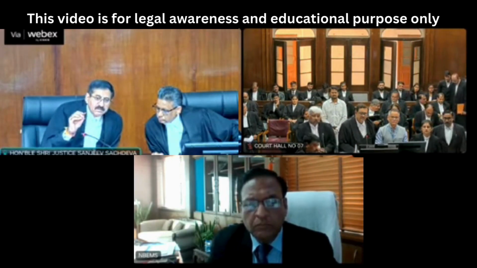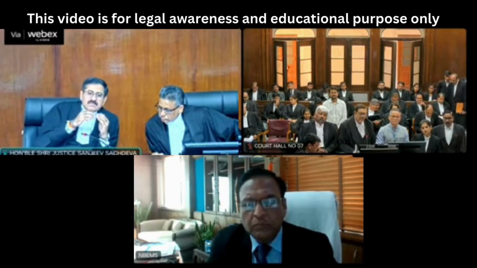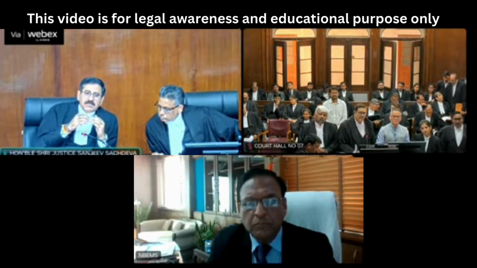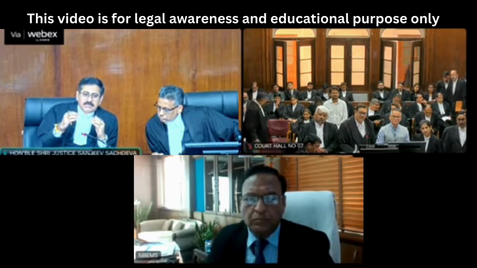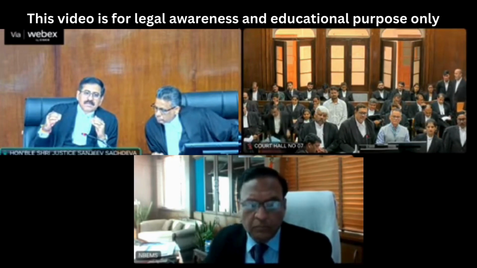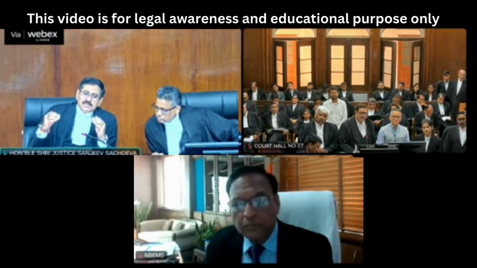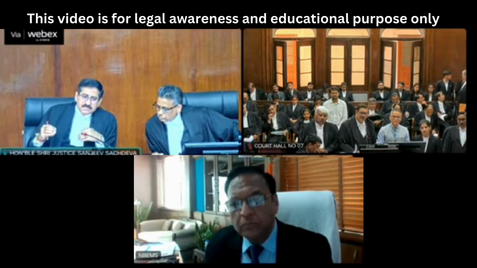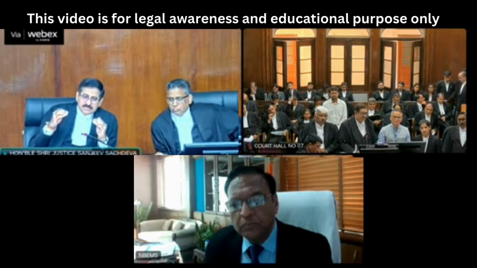You see, for example, supposing shift 1 topper is 99.5 and shift 2 topper is 99.4. So they both will be treated as 100 and then percentile will be calculated. Exactly. That means shift 2 people.